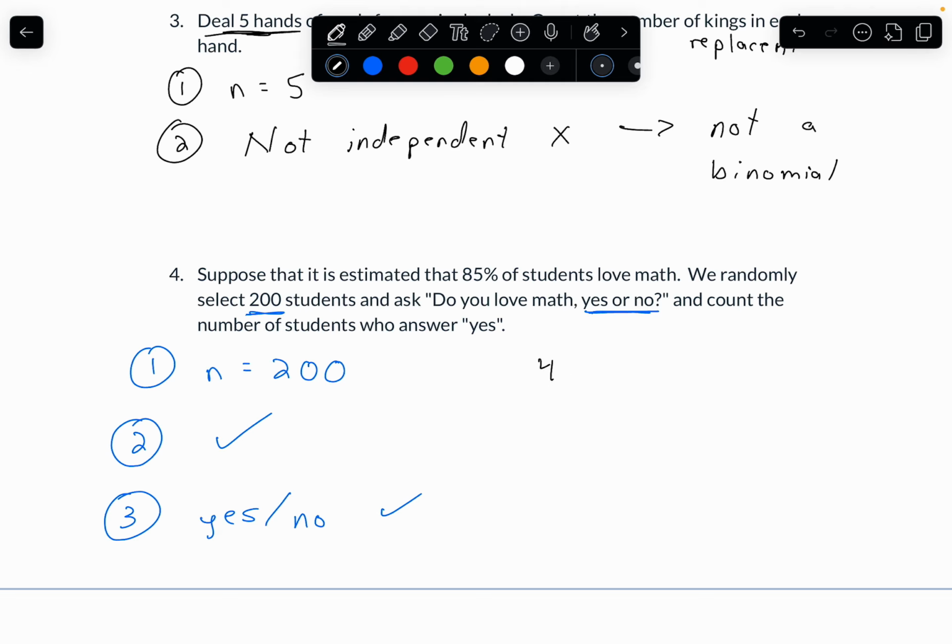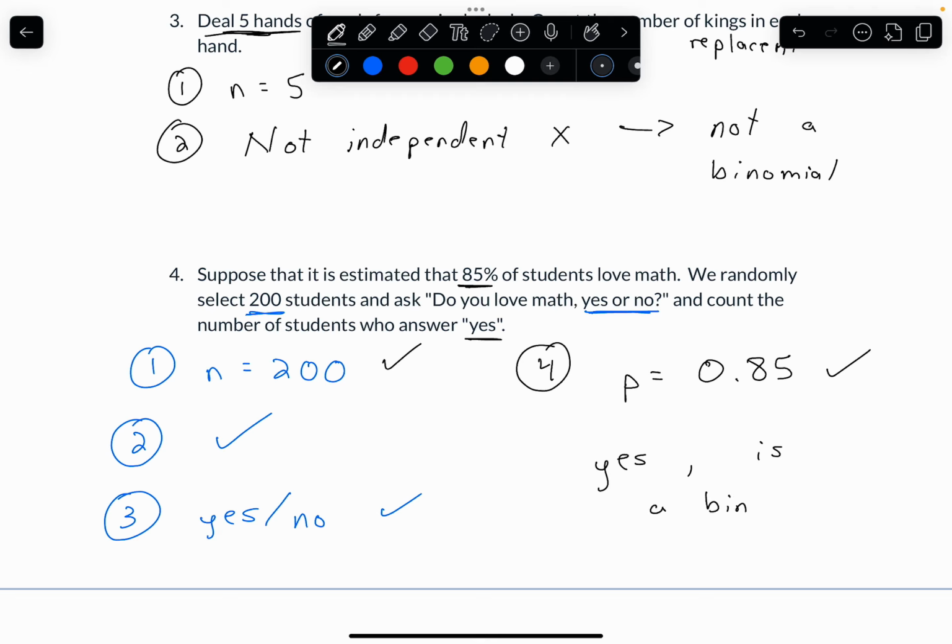And then for our 4th condition over here, we're defining a success as a student who answers yes. So the probability of selecting a student who answers yes seems to be roughly 85% if we're selecting randomly. So my probability of success for each one of these trials, each one of these students, is 0.85. So yes, this condition is met. We've met all 4 of our conditions. So in this case, yes, this is a binomial experiment.